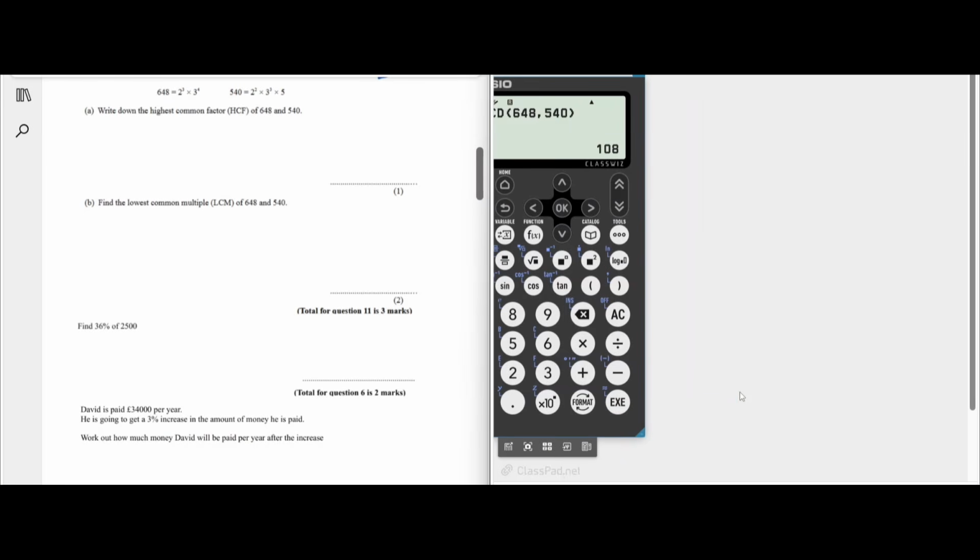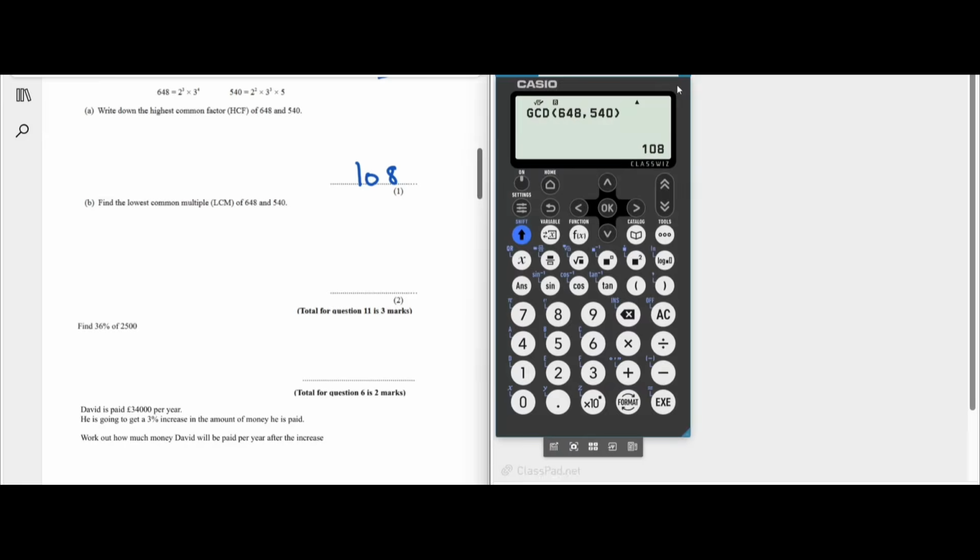This is only 1 mark for this one. So you get 108 is 1 mark, and that is it. You don't need to do anything more than that. Okay, the next one is the same thing. It's just asking me for the lowest common multiple.